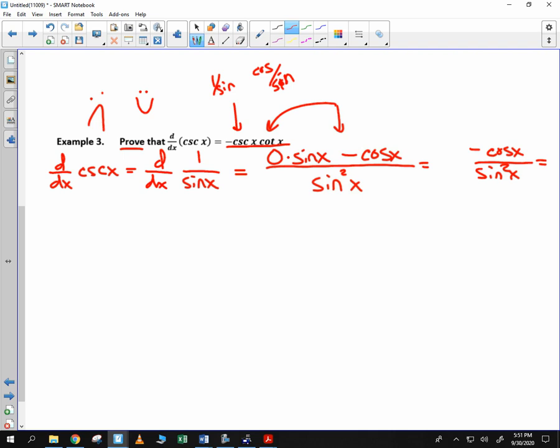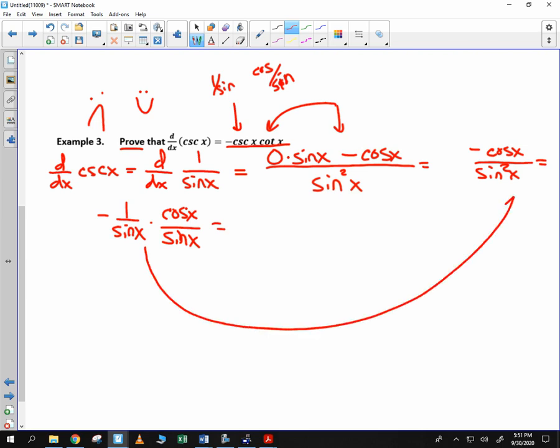I'm going to write it as negative 1 over sine times cosine over sine. Hopefully you see that this is the same as that guy. I just separated the sines in the bottom. So sine times sine is sine squared. Well, look what we have. Negative 1 over sine is the same as negative cosecant. And cosine divided by sine is cotangent of x. And that's what you want to come up with.